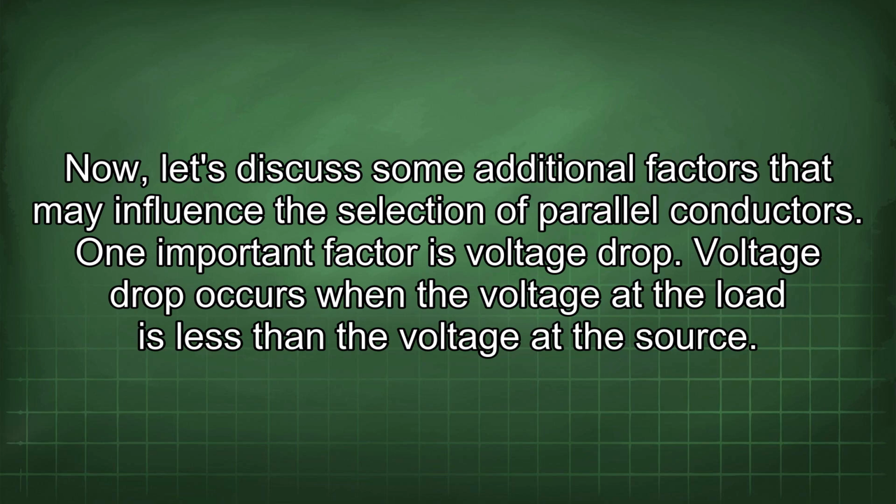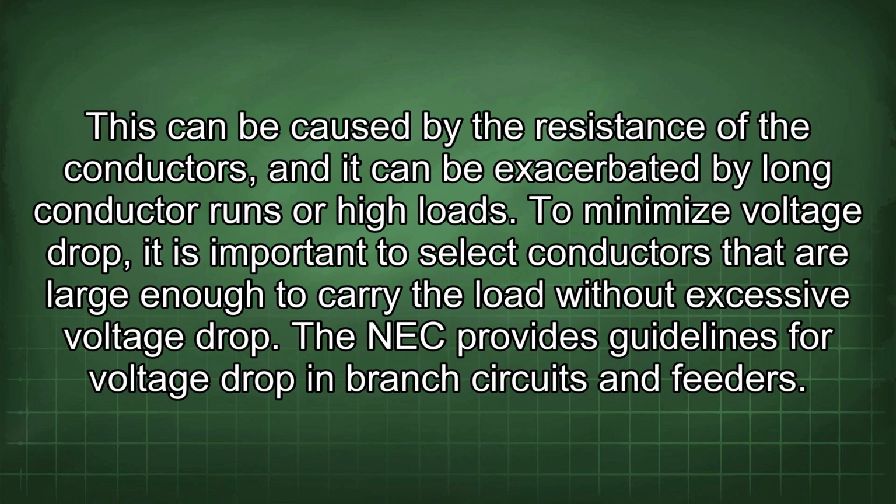Now let's discuss some additional factors that may influence the selection of parallel conductors. One important factor is voltage drop. Voltage drop occurs when the voltage at the load is less than the voltage at the source. This can be caused by the resistance of the conductors, and it can be exacerbated by long conductor runs or high loads. To minimize voltage drop, it is important to select conductors that are large enough to carry the load without excessive voltage drop. The NEC provides guidelines for voltage drop in branch circuits and feeders.